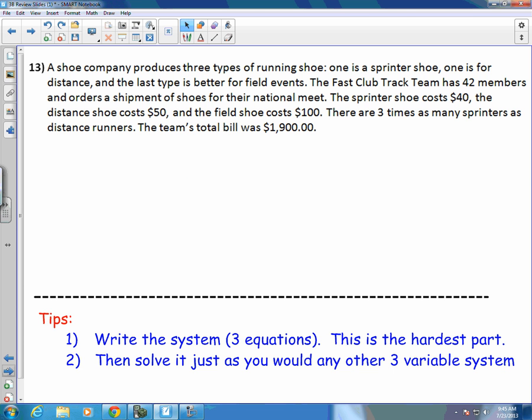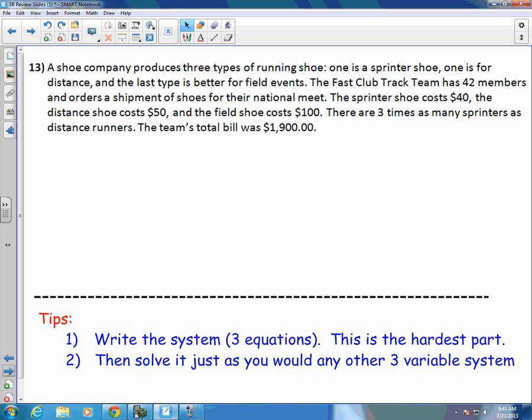So last question that I want to talk about is number 13. And number 13 is probably the trickiest question. And on the test, it's going to be a tricky question as well. So on number 13, it says a shoe company produces 3 types of running shoes. One's a sprinter, one is for distance, and the last type is for field. The Fast Club track team has 42 members and orders a shipment of shoes for the national meet. The sprinter shoe costs 40, the distance shoe costs 50, and the field shoe is 100. There are 3 times as many sprinters as distance runners. The team's total bill is $1,900.